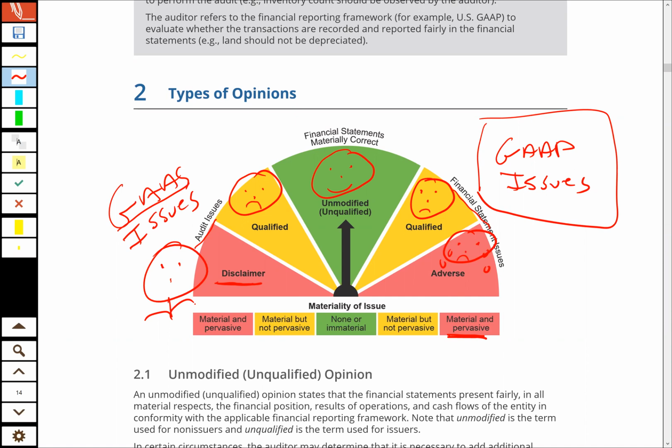Okay, so those are the types of opinions, and what we're going to do is spend some time here tonight understanding the structure of the reports when you have these various circumstances. We'll start with the unmodified, and then we'll work our way forward from there, okay?